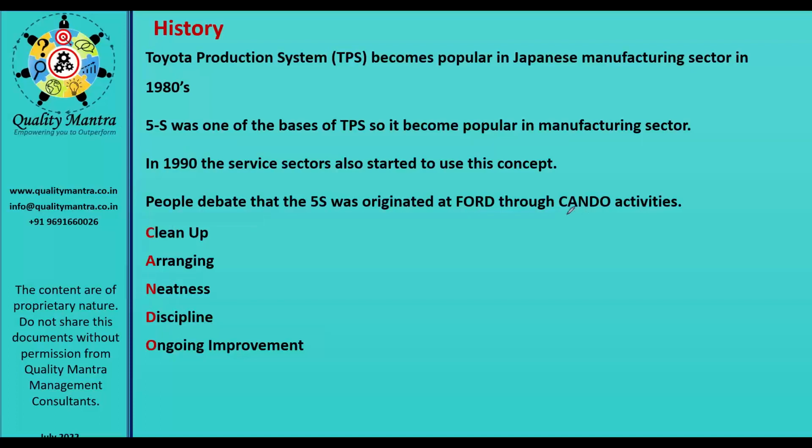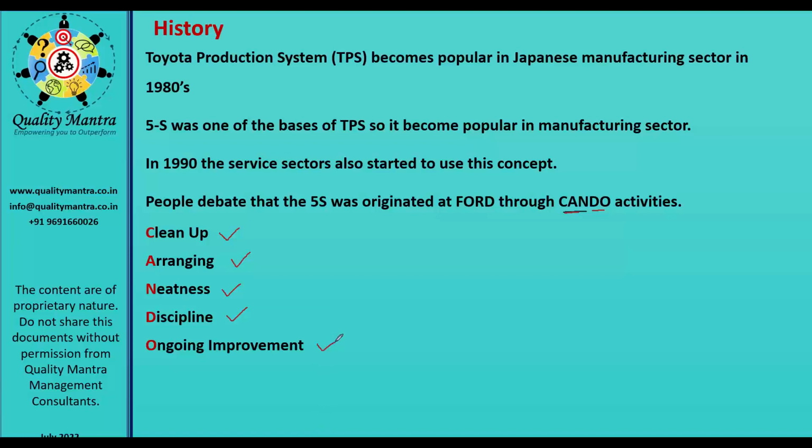Now, what is this CANDO activity? Can and do. So, what are these CANDO activities? The CANDO is basically C for clean up, A for arranging, N for neatness, keeping it neat, D for discipline, and O for ongoing improvement.